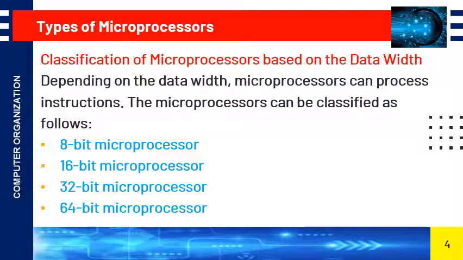First, classification of microprocessor based on the data width. Depending on the data width, the microprocessor can process instructions. So based on the size of the data, microprocessors can be classified as 8-bit microprocessor, 16-bit microprocessor, 32-bit microprocessor, and the last one is 64-bit microprocessor.